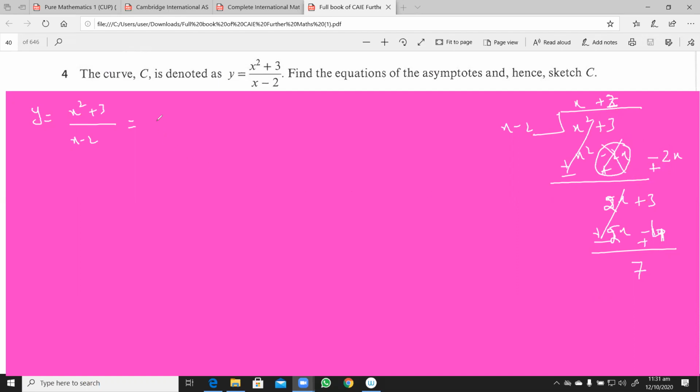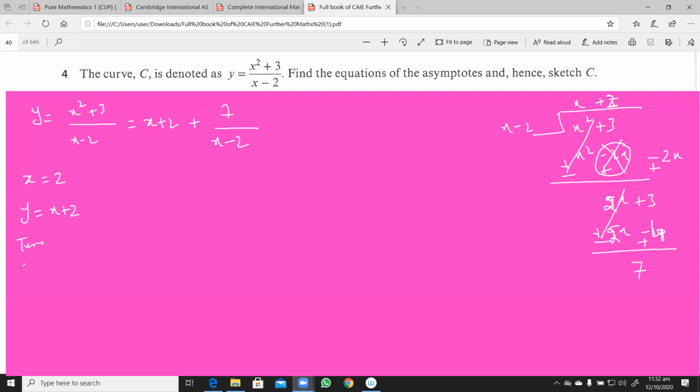So this is going to be x plus 2 plus 7 over x minus 2. So we have a vertical asymptote, which is going to be x equals 2. We have an oblique asymptote, which is y is equal to x plus 2. Now let's quickly find any turning points over here.